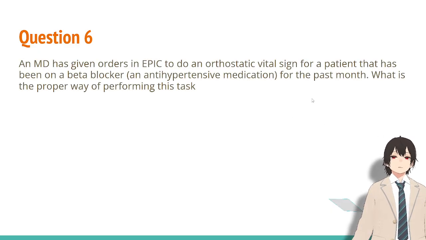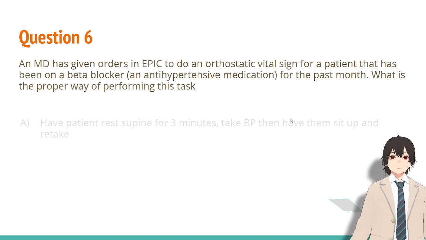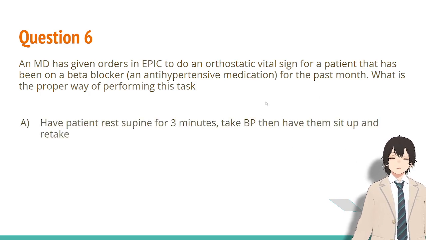Next question. A doctor has given orders in EPIC to do an orthostatic vital sign for a patient that has been on a beta blocker. For you new nurses or nursing students, a beta blocker reduces your blood pressure. This is what an antihypertensive medication is, for the past month. What is the proper way of performing this task?